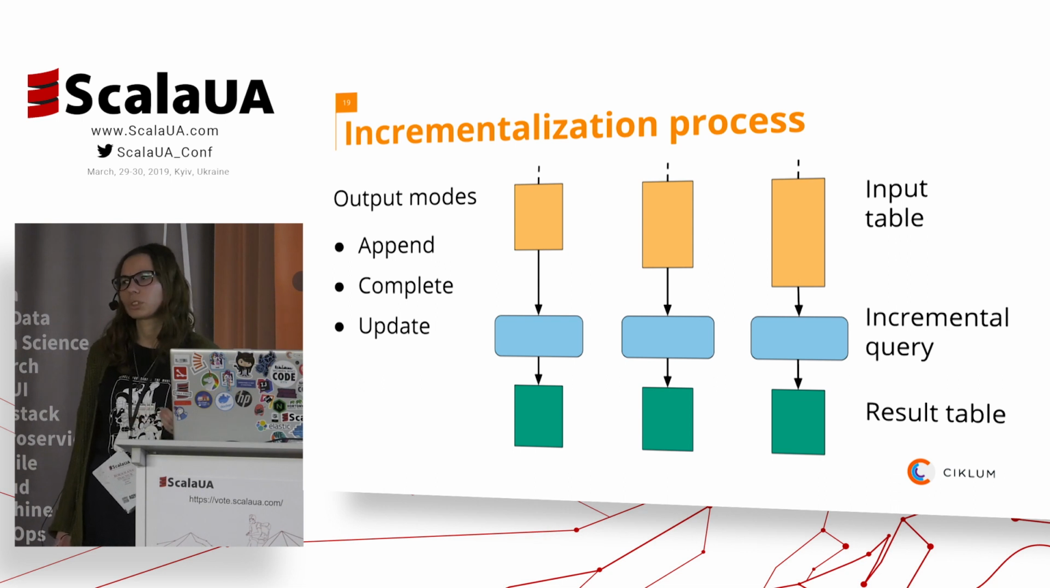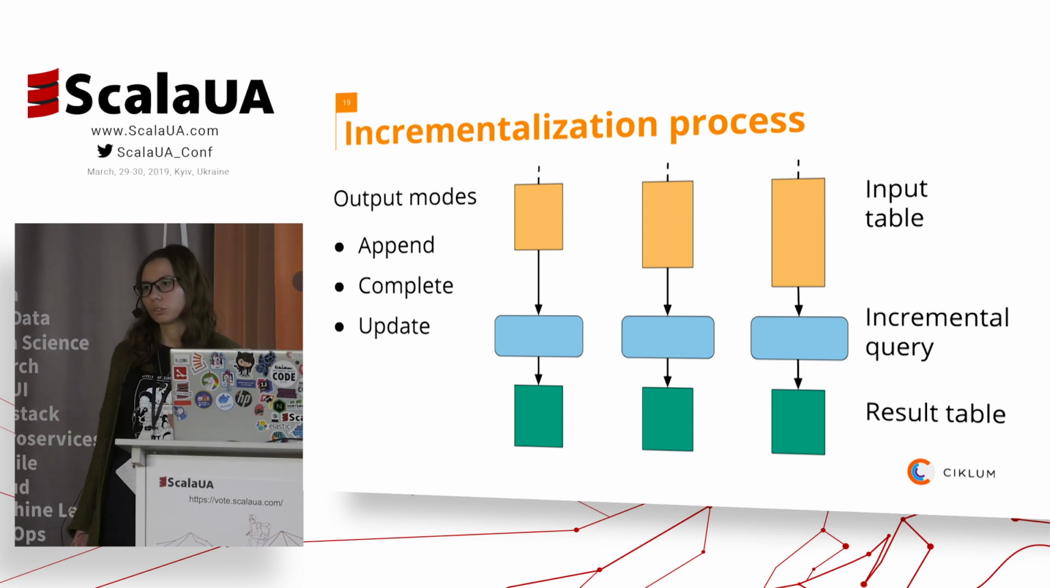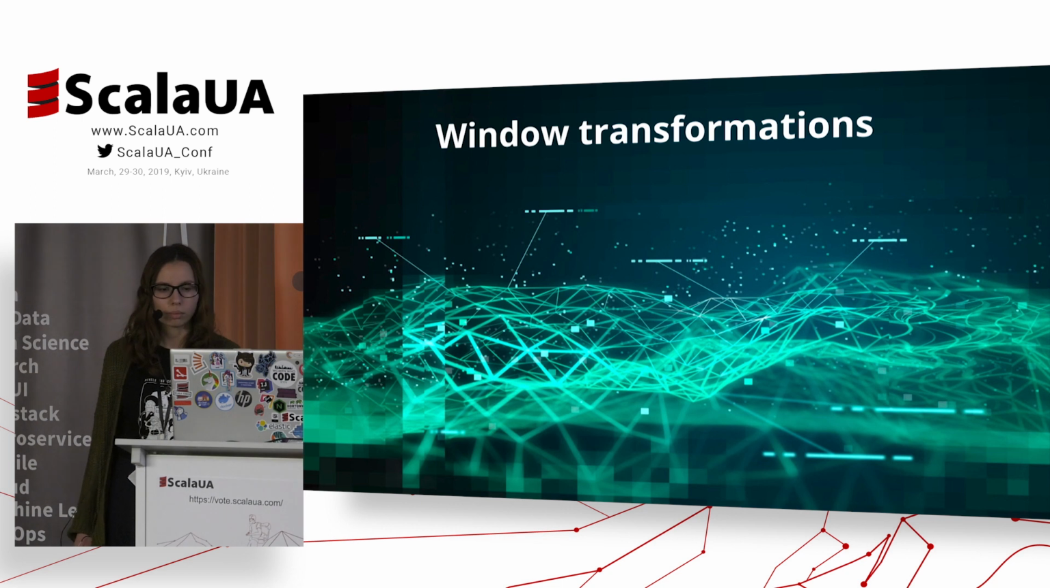In complete mode, we have to build some kind of aggregations. For example, we would count an average value for the whole stream. And we do not need to keep some kind of old data for the previous microbatches. That's why we just overwrite the whole result, so it's complete mode. Update is more like a combination of the two. We just append new rows if we need to, or at the same time, we can overwrite existing ones.